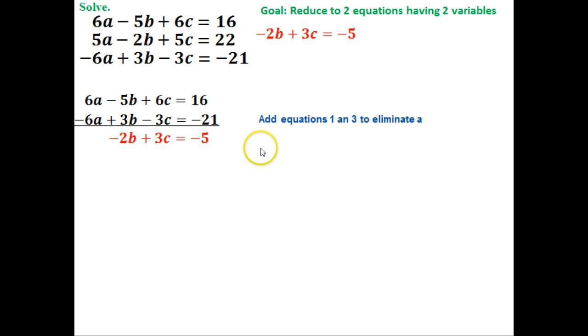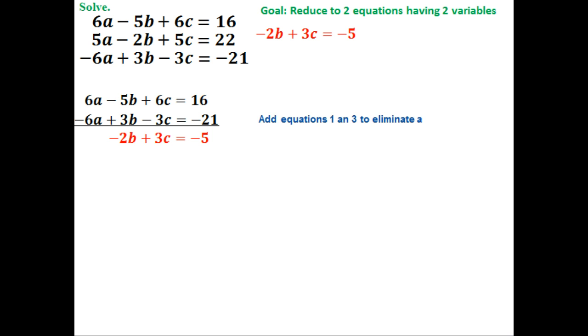Now my next step is, I've eliminated the a's using equations 1 and 3, so now I need to use a different equation. I need to incorporate 2 in here somehow. I can either do 1 and 2, or I can do 2 and 3, and it really doesn't matter. I'm going to combine 2 and 3 because it's just a little bit easier. I see that I've got a 5 and a negative 6 here. I can just multiply this one by 6 and this one by 5. I don't have to multiply by any negatives, so it might make it a little bit easier.